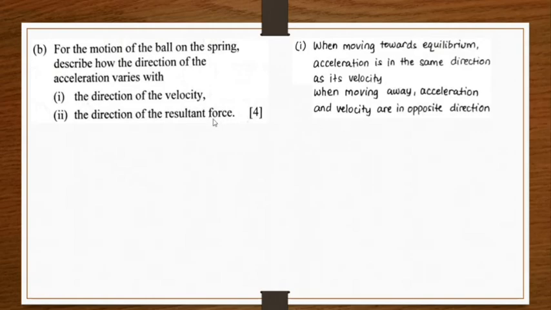For B II, the direction of the resultant force and the acceleration, of course, they are always in the same direction. Remember here that the acceleration of an object moving in simple harmonic motion is the acceleration that brings a particle back to its equilibrium position. And the resultant force is equal to mass times that acceleration. This is called the restoring force. A restoring force is a force that brings a particle back to its original or equilibrium position.